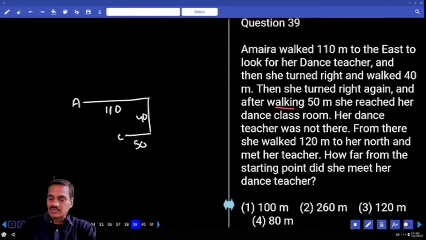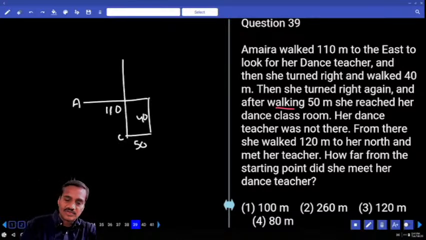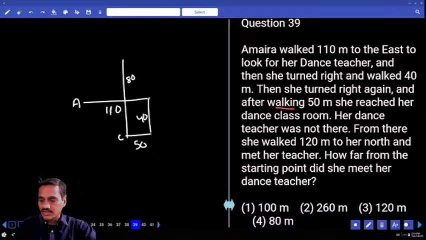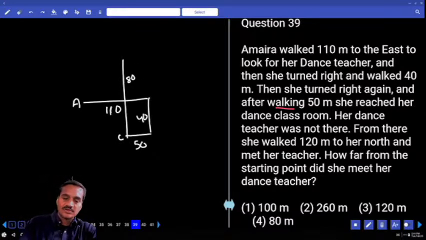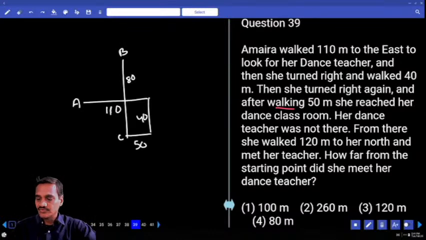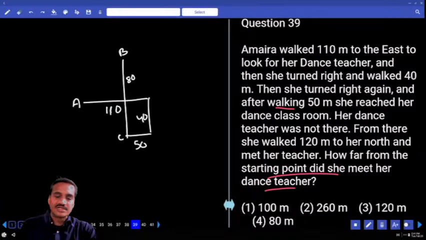From there, she walked 120 meters north. From here, 120 meters. Now 40 plus 80, 120. North, and met her teacher. Now A is the starting point and B is the place where this teacher is. How far from the starting point did she meet her dance teacher?